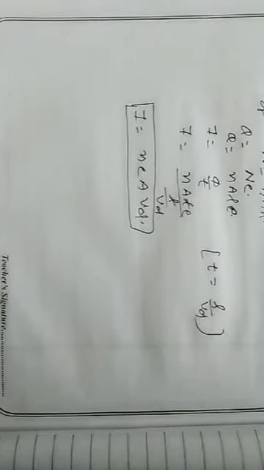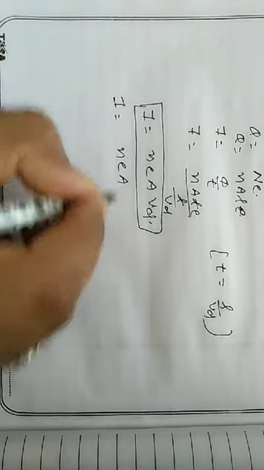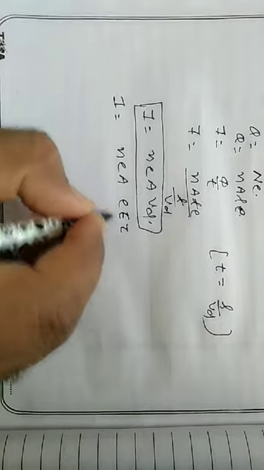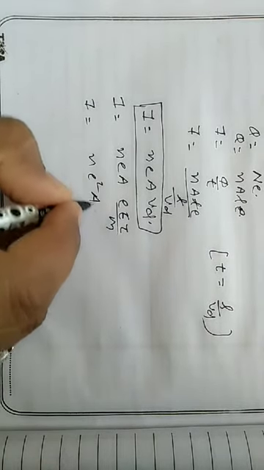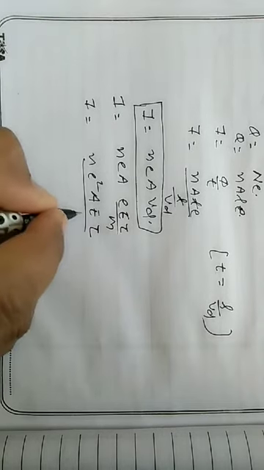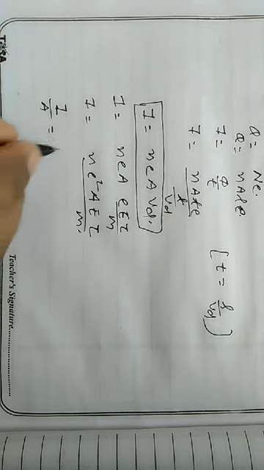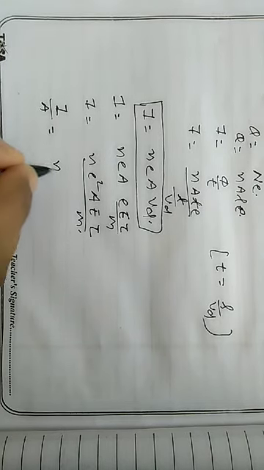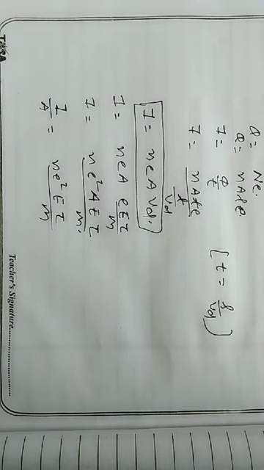Now we can put the value of drift velocity here. I is equal to neA, Vd is eE into relaxation time upon m. I is equal to n e square AE, relaxation time upon m. Now we can shift A from here. I upon A is equal to n e square E, relaxation time upon m.